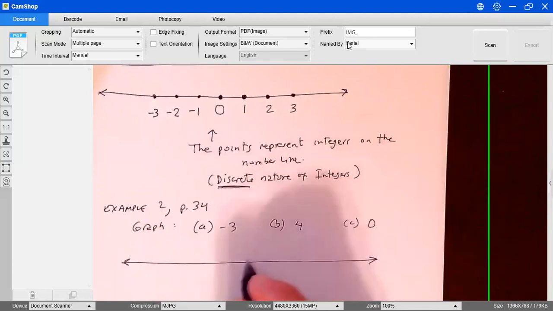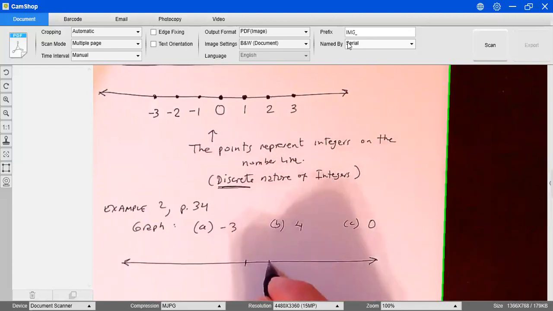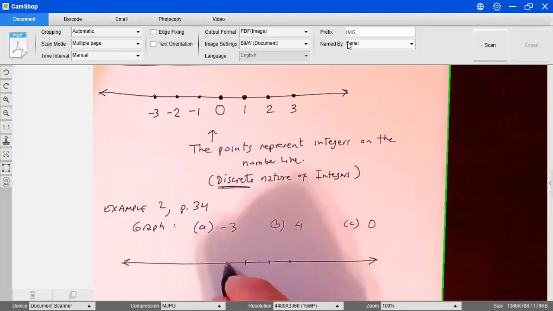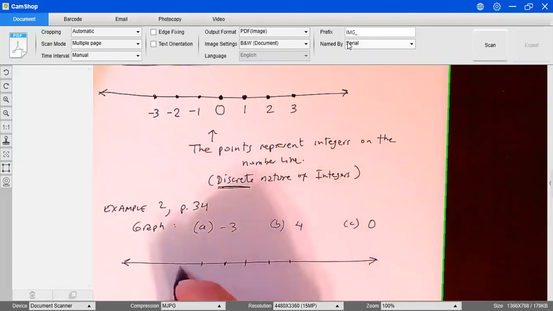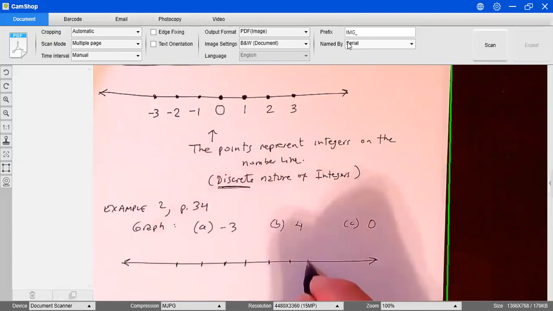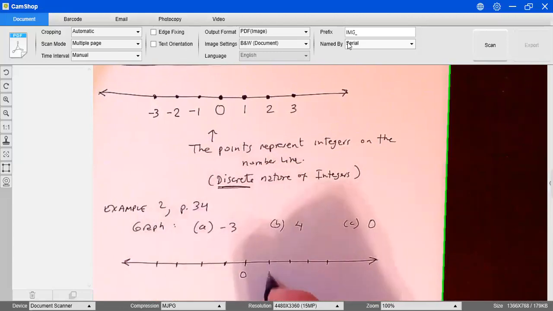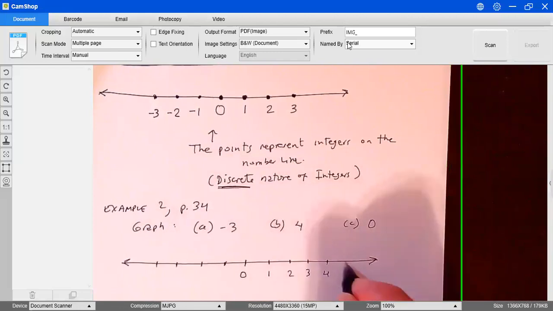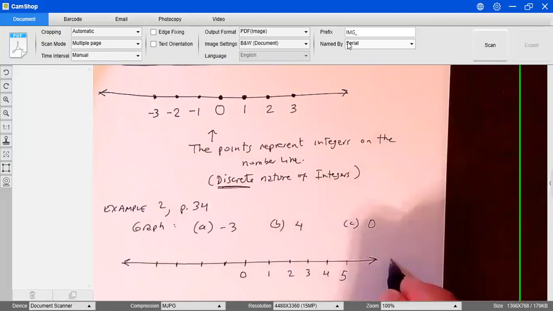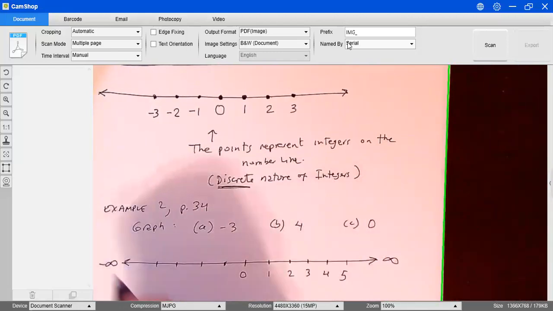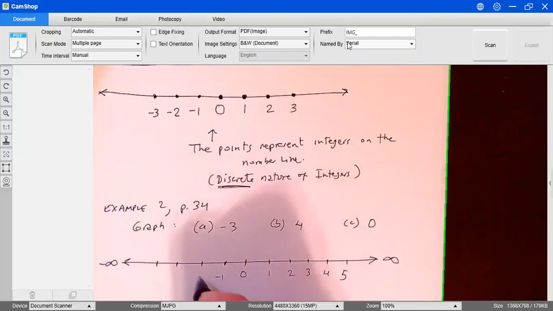On the number line, you need to indicate just the locations of the integers, the discrete values that represent integers. So let's say that this is 0, 1, 2, 3, 4, 5, and so on. This goes to infinity, this goes to negative infinity. So you have -1, -2, -3, -4, and so on.